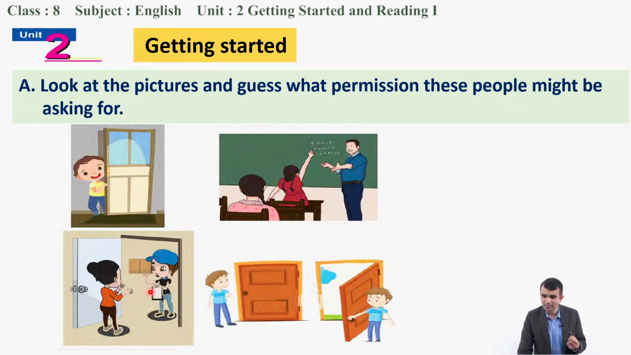Okay? And the last picture. What is the boy doing? Opening the gate. Another boy is here. He may be asking for permission to do something. What is that something? He may be asking for permission to enter the gate. Good, very good. They are asking for various permissions.